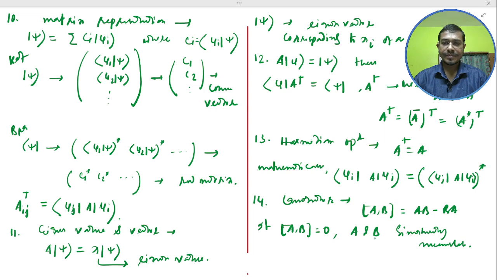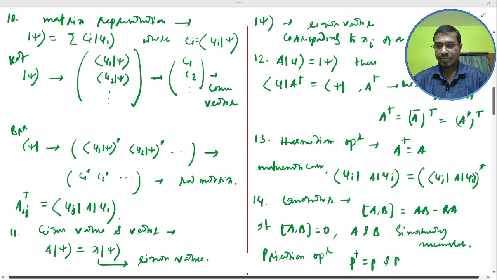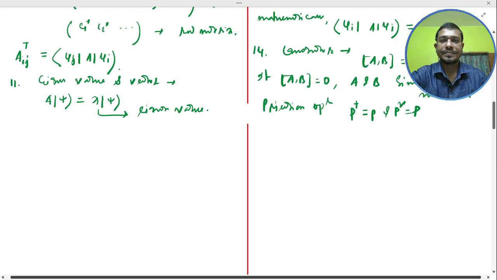Next, some properties. One important one is the projection operator. The projection operator has P dagger equal to P, with P square equal to P. This is the projection operator.